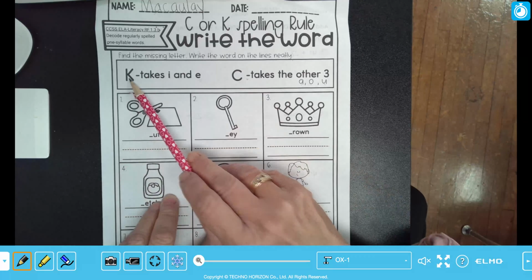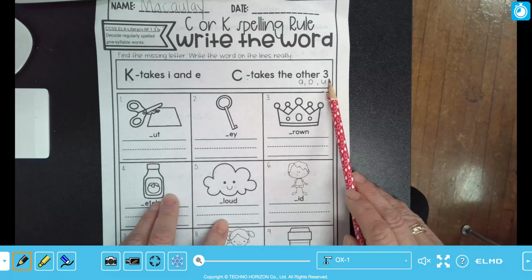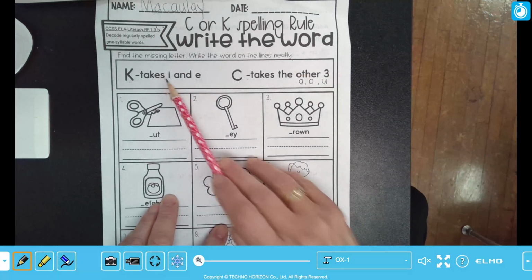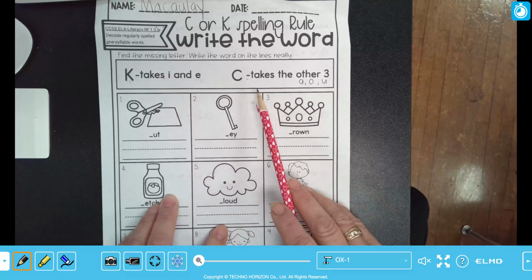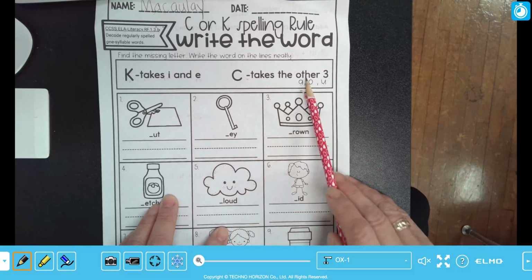So here it goes. Here's the poem. K takes I N E. C takes the other three. Okay? So here are the vowels. A, E, I, O, U are the vowels, right? So K takes I N E. C takes the other three.